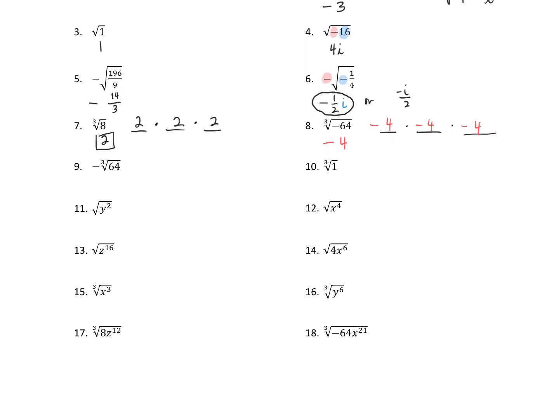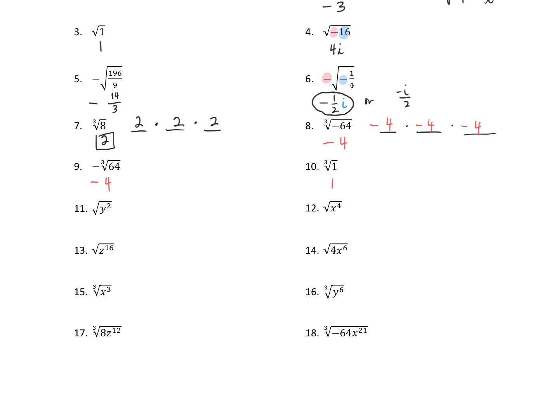All right, number 9, we're going to do the same thing. Notice the negative is on the outside here. It doesn't make a difference for the cube root whether the negative is on the outside or the inside. Either way, you're going to get a negative 4. Number 10, the cube root of 1 is 1.